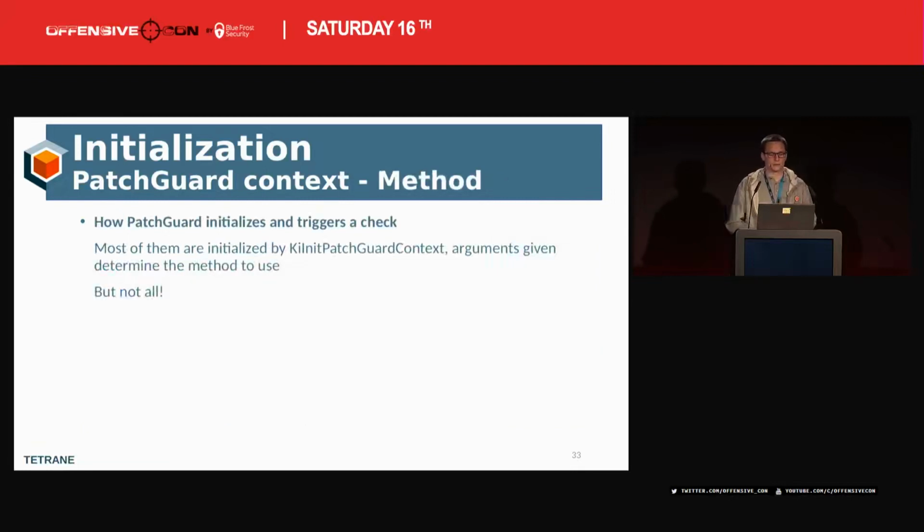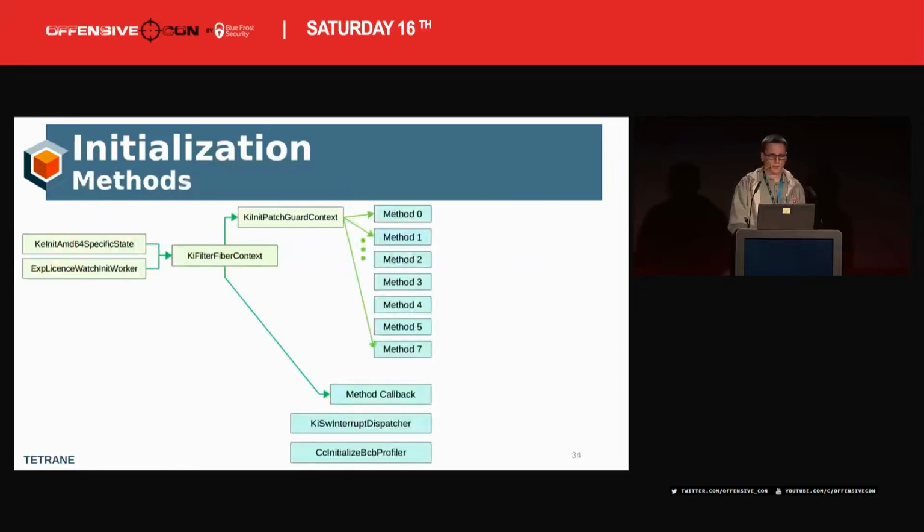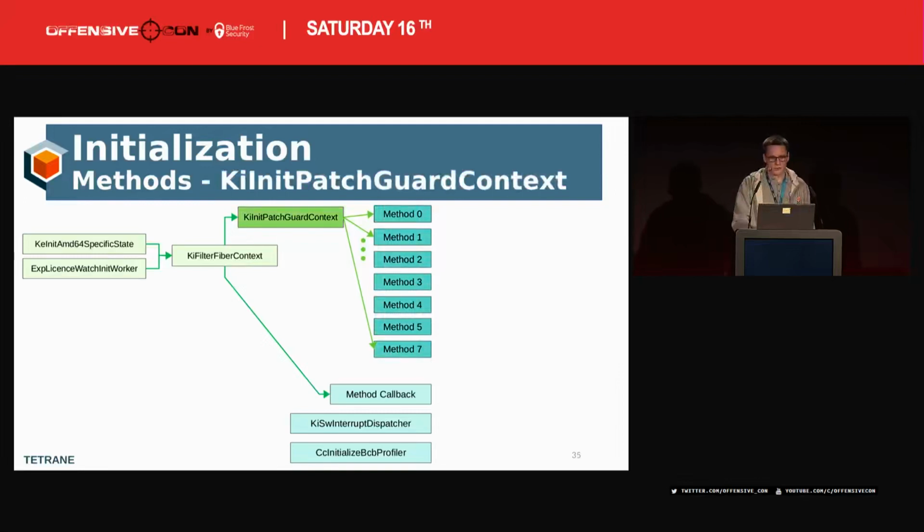Regarding methods, it's how PatchGuard initializes and triggers a check. Most of them are initialized by KiInitPatchGuardContext, as I said before, but not all. For KiInitPatchGuardContext, what determines which method to use is actually the argument. And when I say many methods here, it means that given the argument, which could be one of these methods, which are 0, 1, 2, 3, 4, 5, 7, no 6. I don't know why there is no 6. So the argument decides which method to use.